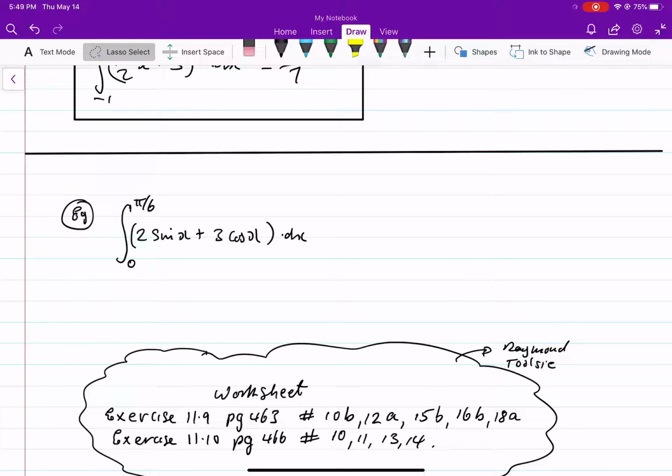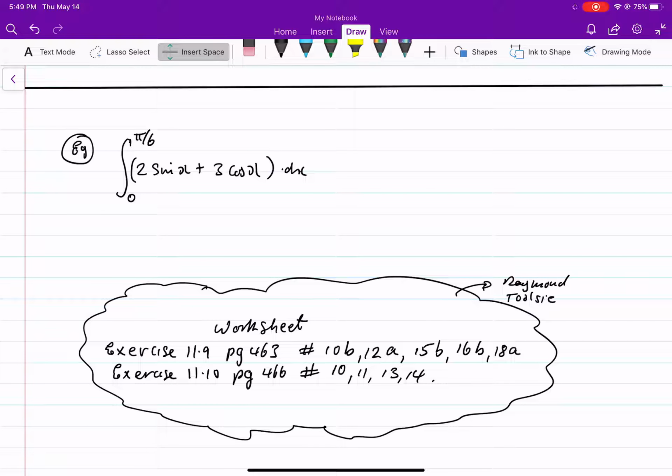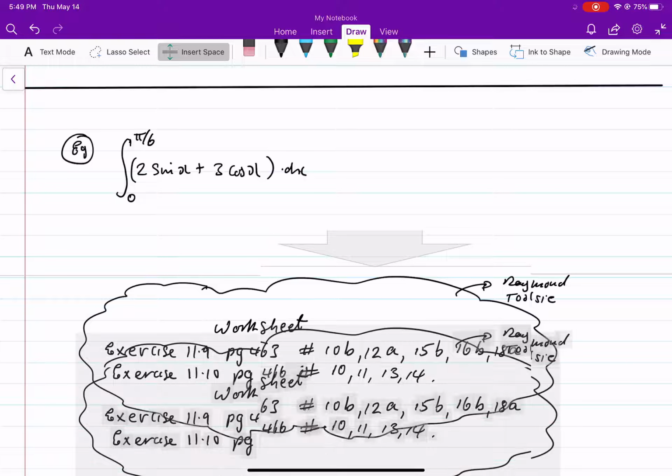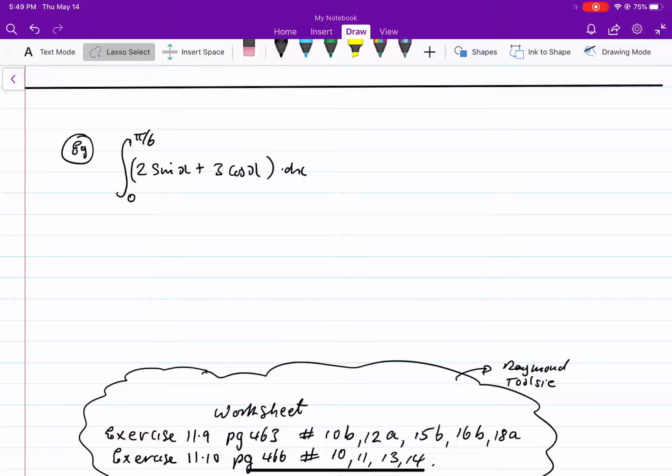The last one, the definite integral of 2 sin x plus 3 cos x dx evaluated between 0 and pi upon 6. So let's find the indefinite integral first, or the antiderivative as they call it sometimes. When I integrate sine, I get minus cos, right? So this would be minus 2 cos x plus 3. When I integrate cos, I get positive sine. So minus 2 cos x plus 3 sine x. And I have to evaluate that entire thing between 0 and pi upon 6.